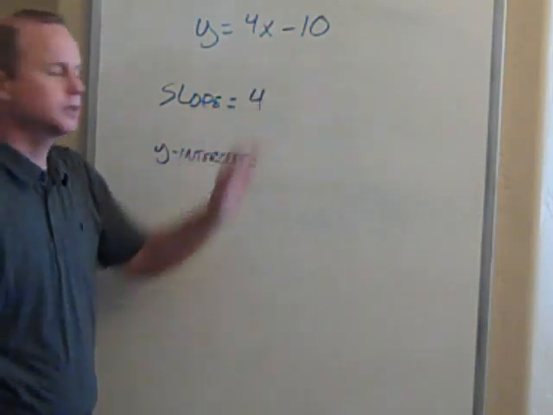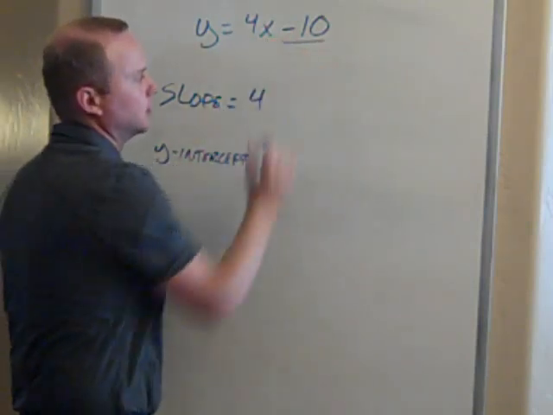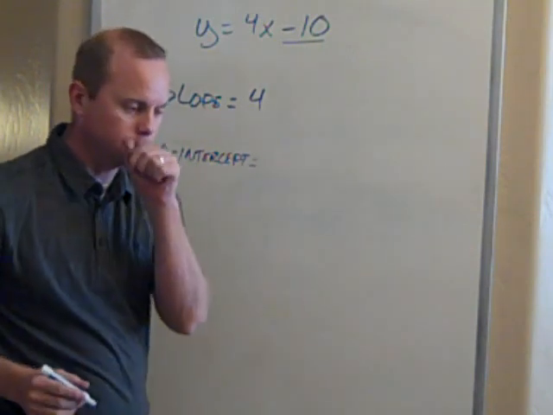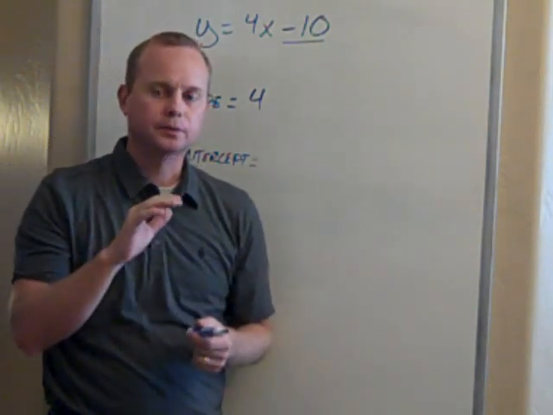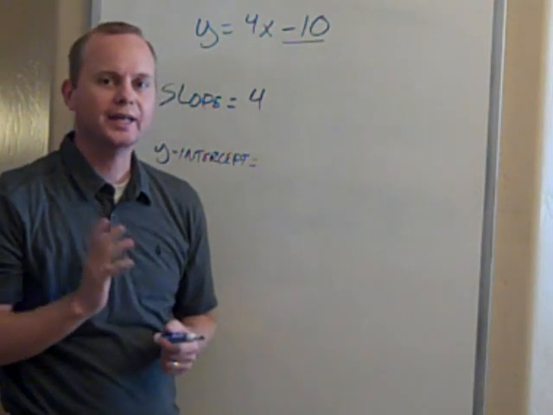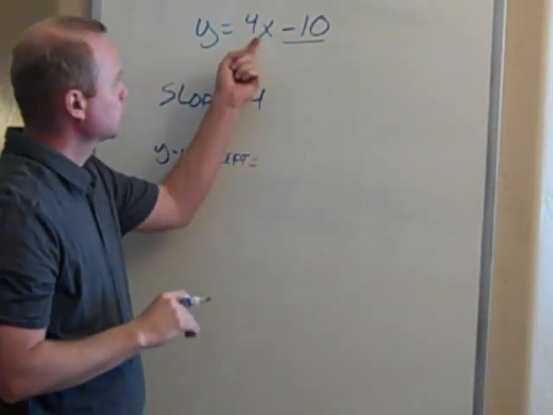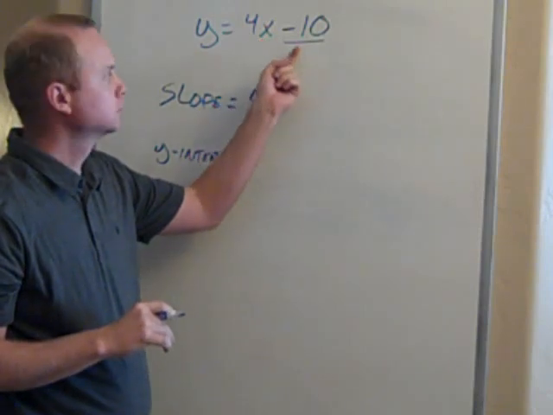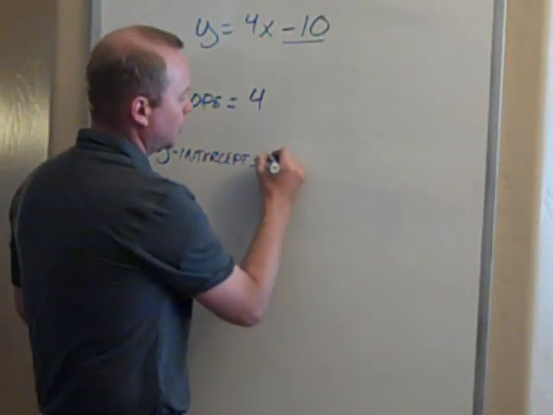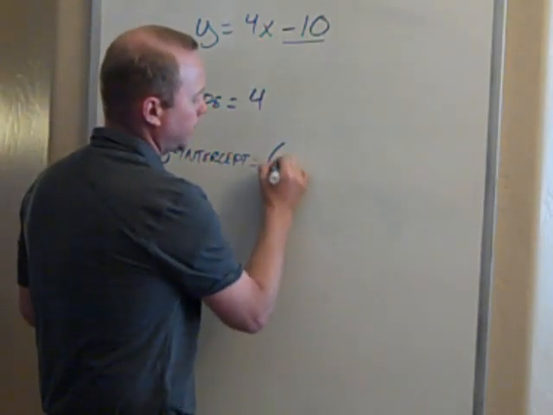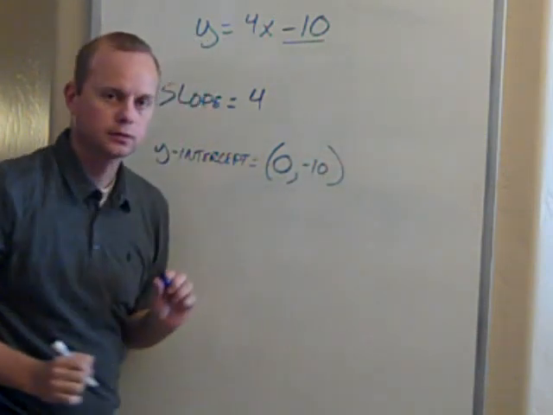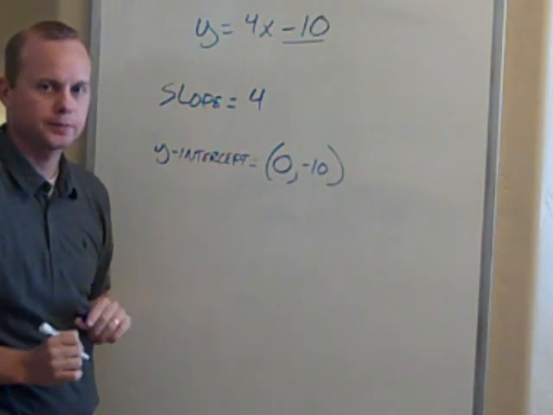The y-intercept is always this last number over here, okay? -10. So my y-intercept on this one would be -10. But remember, the y-intercept is where x equals 0. So if x were to equal 0, 4 times 0 is 0, -10. So you'd want to write that as an ordered pair. Your x would equal 0, your y would equal -10. And that's your y-intercept.